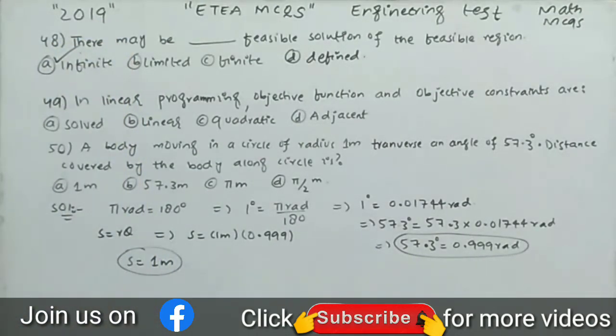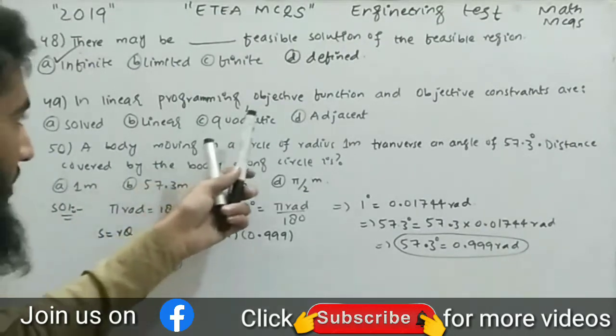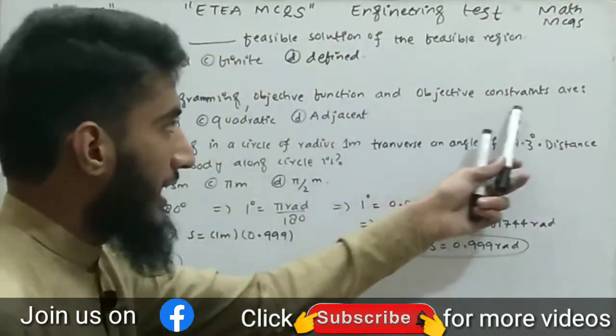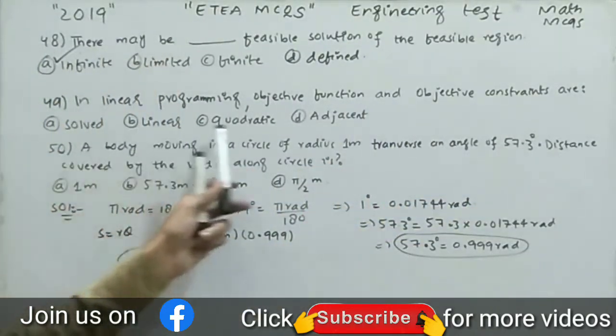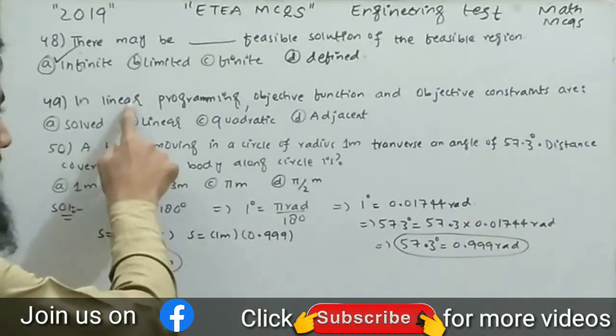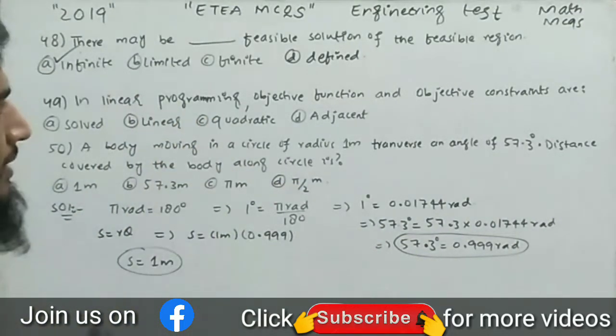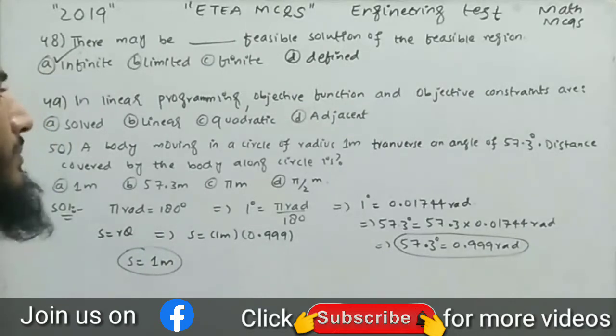Move to the next MCQ number 49. It tells that in linear programming, the objective function and objective constraints are linear, quadratic, or adjacent. As the name indicates, linear programming means that all of the functions, all of the constraints and all of the variables used in linear programming should be linear.